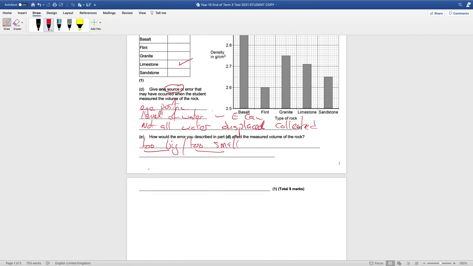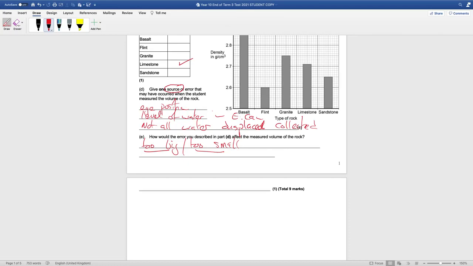So the answer to part E really depends on what you said here. And you should try to be specific. Answers like "changes, it would change the volume" are no good. It's almost never acceptable. I can't think of a circumstance where "changes" would be acceptable. This links back to this. So the eye position could make it too big or too small.